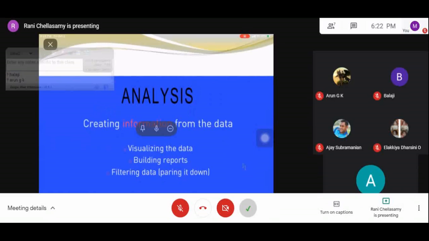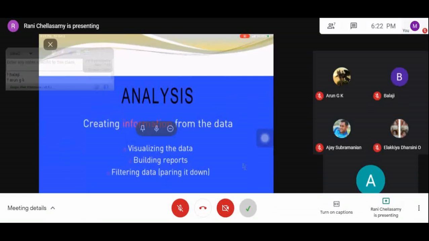Analysis means creating information from the data. The data is going to be analyzed, and from that analysis some meaningful information should come out. That can be represented to the user in the form of a visualization or report generation, that is, building the report, visualizing the data, or filtering the data. That is the process after getting the analysis.